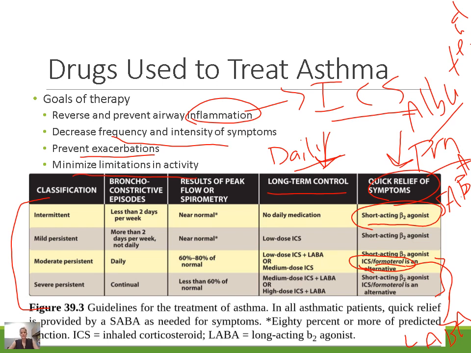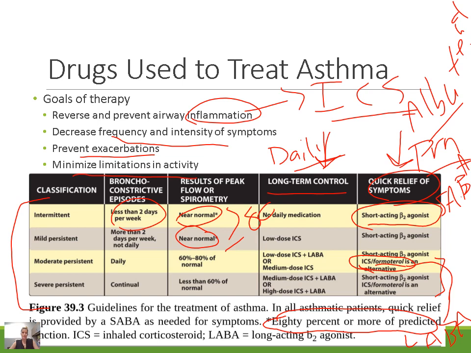So looking at the different types of asthma, intermittent asthma is when patients have bronchoconstrictive episodes less than 2 days per week, and the results of their peak flow or spirometry is near normal. Near normal, if you look at the bottom here, is classified as 80% or more of predicted function. So greater than or equal to 80% predicted for both intermittent and mild persistent.